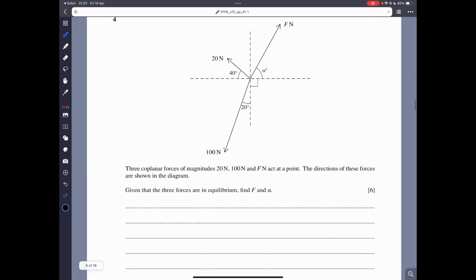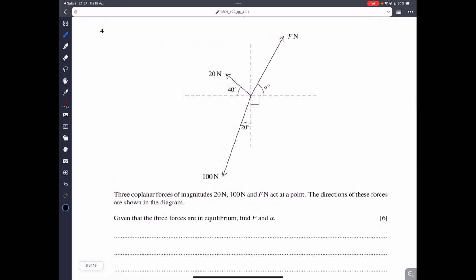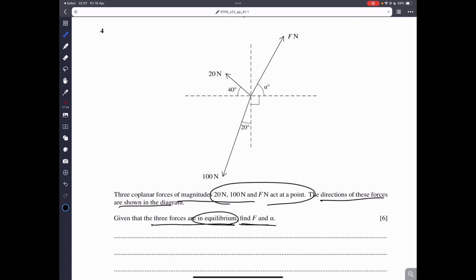Now question number 4. Three coplanar forces of magnitude 20 newtons, 100 newtons and F act at a point. The ratio of these forces is shown in the diagram. Given that these forces are in equilibrium, find F and alpha. Well, if they are in equilibrium, the forces in the x direction and the forces in the y direction, the resultant force has to be equal to 0. Okay, has to be equal to 0.